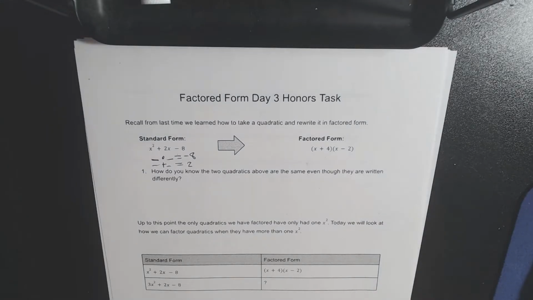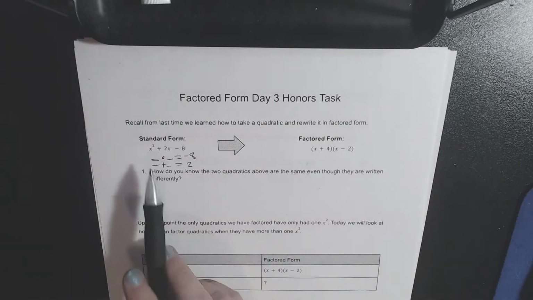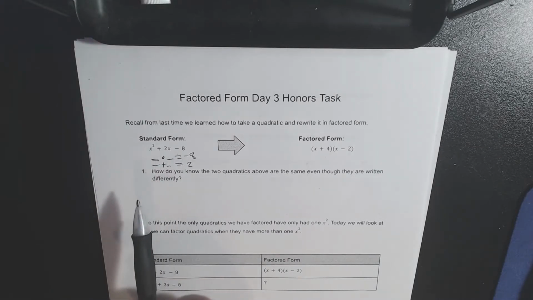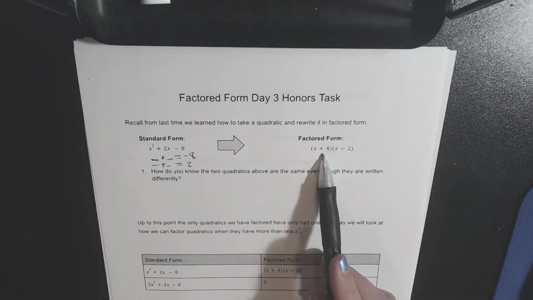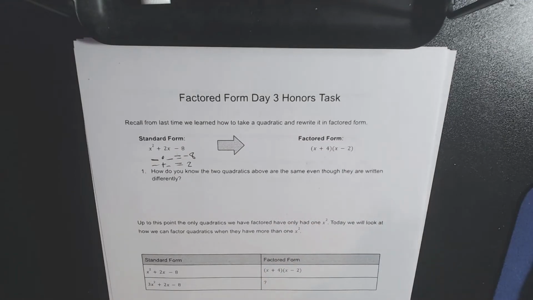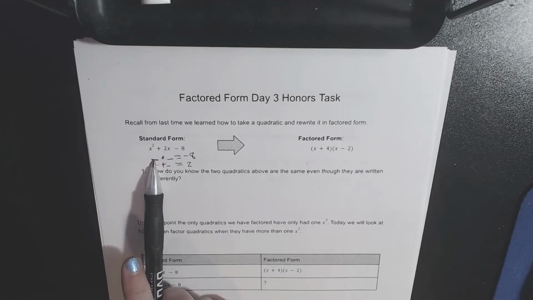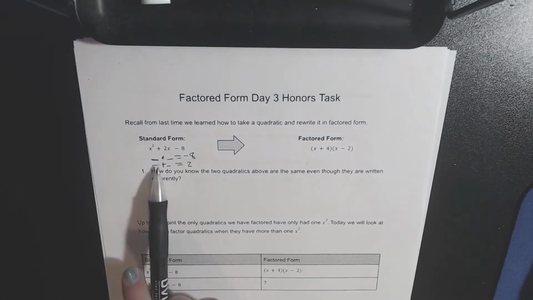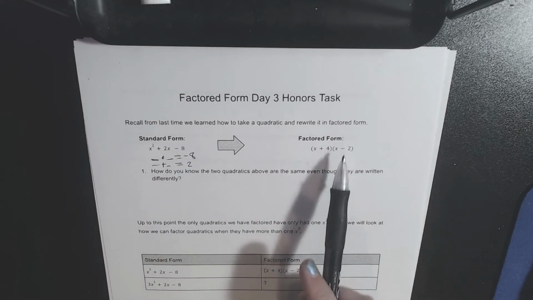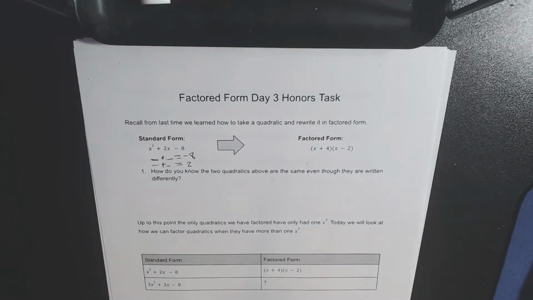So I guess that first question there asks, how do we know that the two quadratics x squared plus 2x minus 8 is the same as x plus 4 times x minus 2, even though they're written differently? How do we know they're the same? Well, there's two ways that you could see they're the same. One, you could factor it like we were just saying, so look for numbers that multiply to -8 and add to 2, and I think 4 and -2 would do that, right?